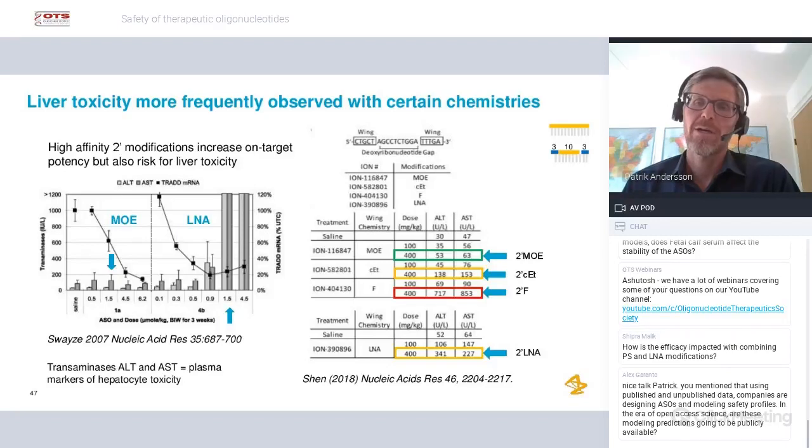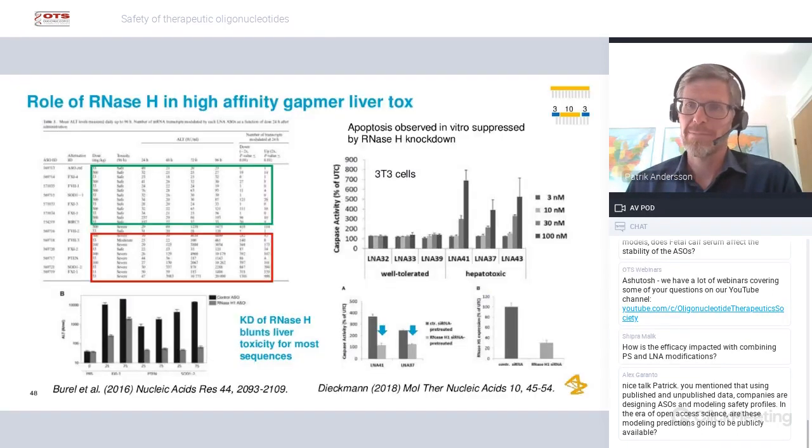Further experiments have demonstrated that with the same sequence, if you put in the wings MOE, cEt, or fluoro, or LNA, you have a range of different toxicities, where in this gapmer context, the fluoro gives the highest liver toxicity, whereas the MOE is staying safe, and the cEt and LNA are somewhere in between.